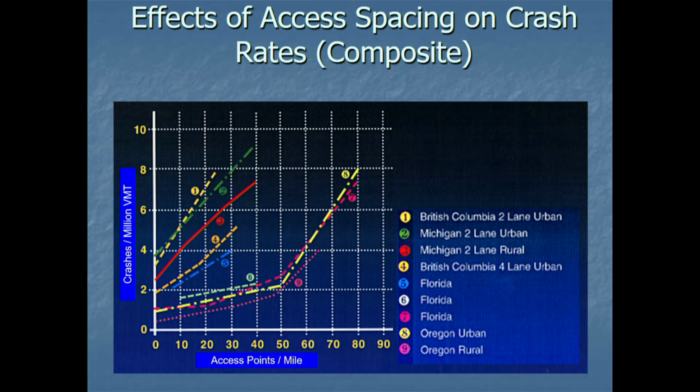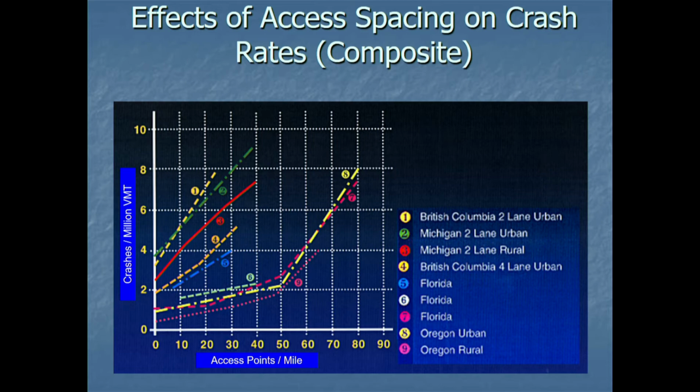Now you might say, but wait a minute, how come there are different slopes, there are different places where the lines fall on the graph? What we attributed it to was different reporting procedures in the different agencies, as well as different accident or crash reporting thresholds. But the pattern is the same. So this was based on a synthesis of what we found.